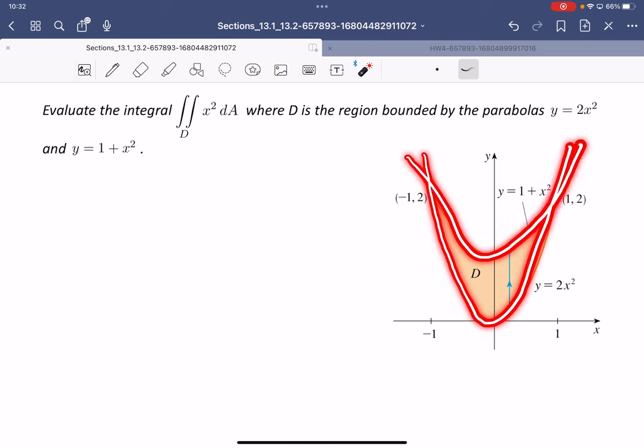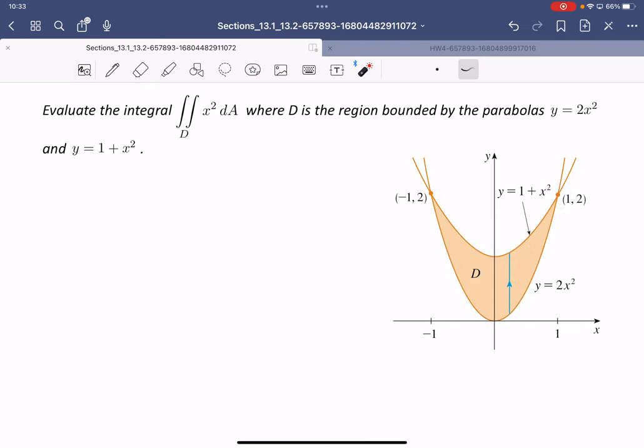So the first thing that you need to do is draw the picture. Once you draw the picture here, now you're gonna set up the integral. So we're gonna integrate x squared. Which one are you gonna choose? Let's suppose that I want to choose dy dx. So what would I do if I want to choose dy dx?